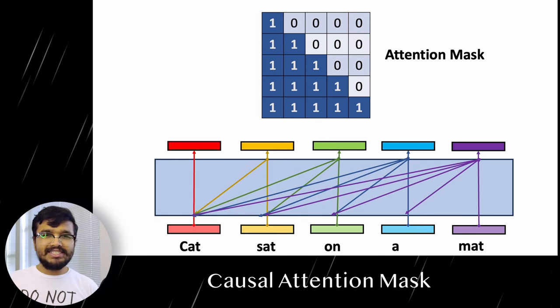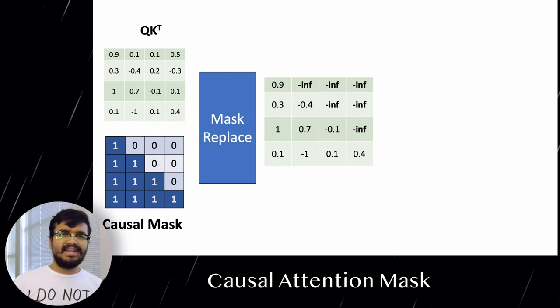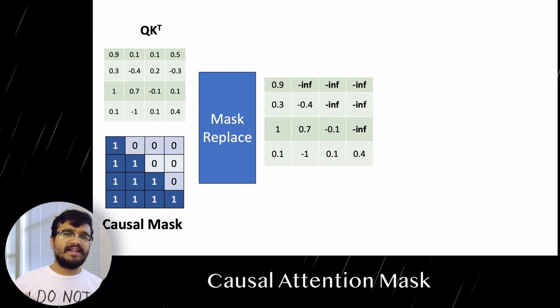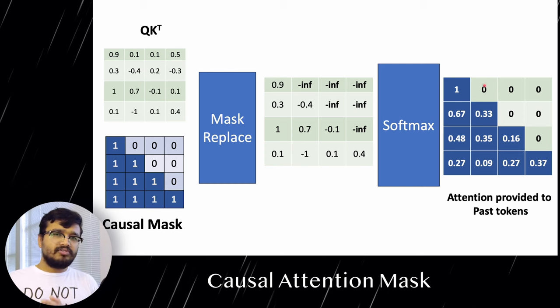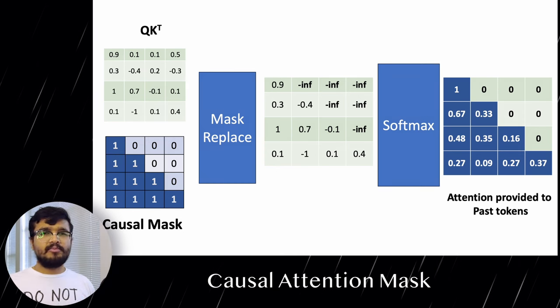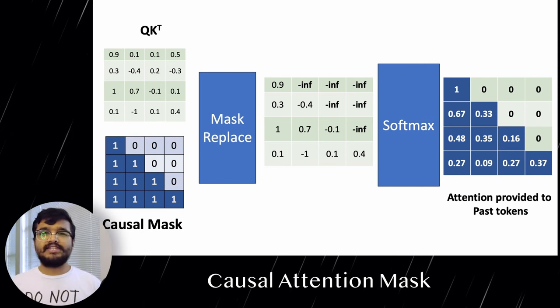The easiest way to use this is after the QK^T dot product is computed, we replace the parts where the mask had zeros with negative infinity, or a really high negative number, like minus 10 to the 9 or something, and retain the values where the mask was 1. And then when we take the softmax of this matrix, all of these negative high numbers become 0, and all of the real numbers combine to become a probability distribution. This is what we wanted to simulate in the first place, as the context vector of any given input will only provide attention to the things that came before the querying token.